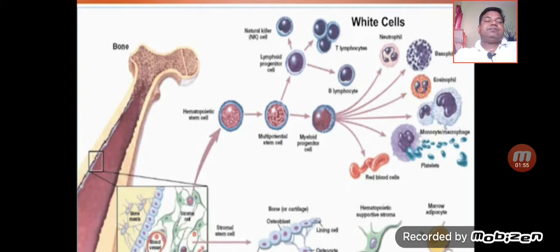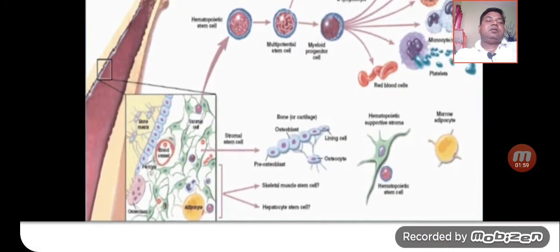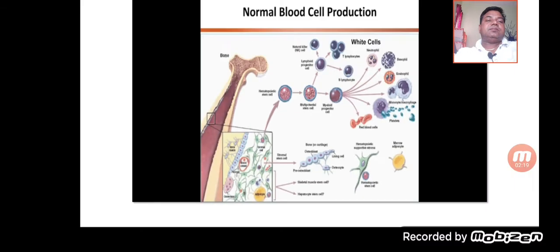Apart from this, in the marrow there are supporting cells as well, and these supporting cells consist of reticulum cells, fat cells and some other stromal cells, fibrocytes or fibroblasts. So these will make the environment for the proliferation of the hematopoietic stem cells.